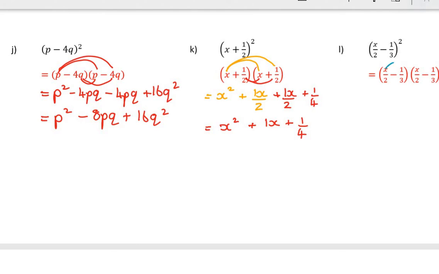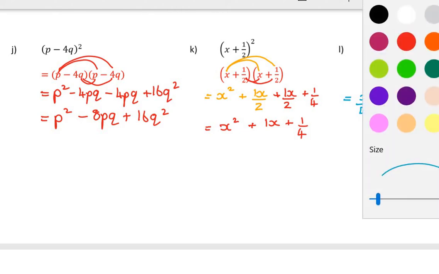So I've got x over 2 times x over 2. Now don't forget it's top times top, which is x times x, x squared. Bottom times bottom, 2 times 2 is 4. Then x over 2 times negative a third. Well, first of all, that's negative. And then top times top, x times 1 is x. 2 times 3 is 6.